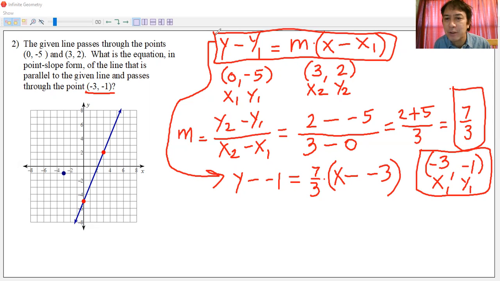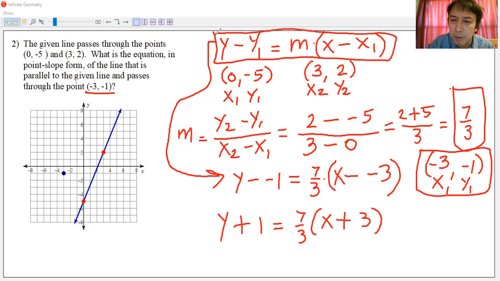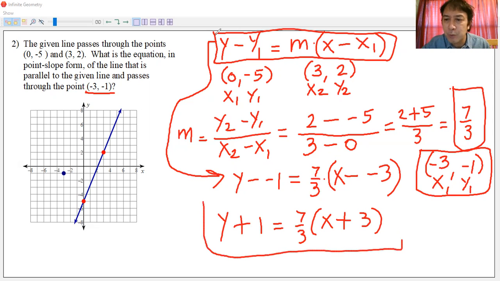So this is the established line, and we will just simplify it. y minus negative 1 is equal to 7 over 3 times x minus negative 3. So this will now be minus negative. Remember, that will become plus. So this is y plus 1 is equal to 7 over 3 times (x plus 3). And this is the required form, point slope form, and this must be the required answer. So we shall see the answer after a little while. All right, so this is our answer.